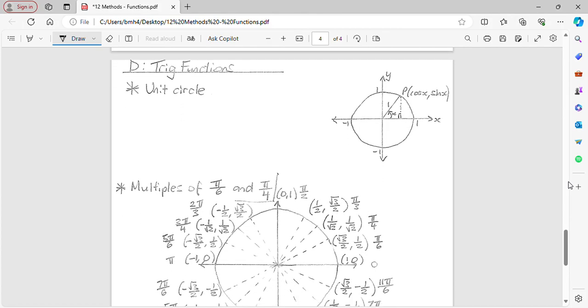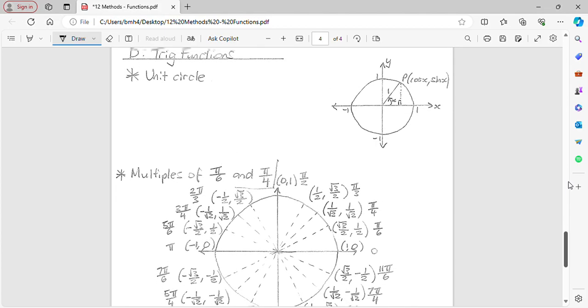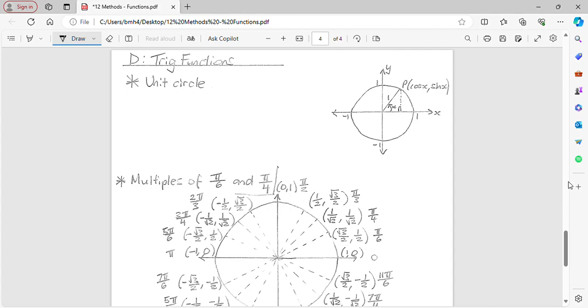And the last one is trig functions. This is quite an interesting one, because we've got a unit circle which we use to represent a point P with coordinates cos x, sine x, because the unit circle, well, it is a circle, centre 0 and radius 1. That's why it's called a unit circle, because it's got radius 1 unit.